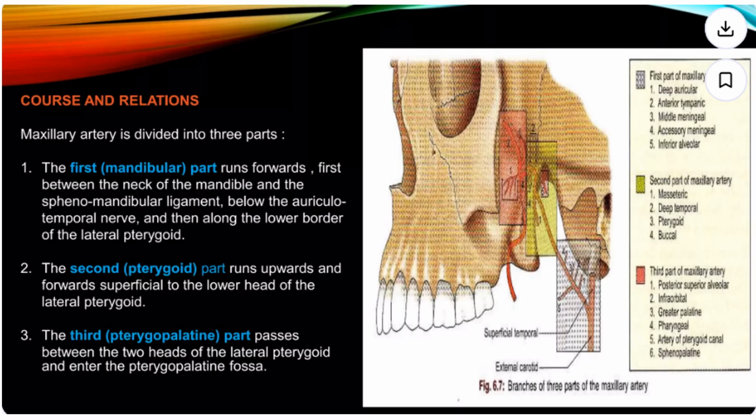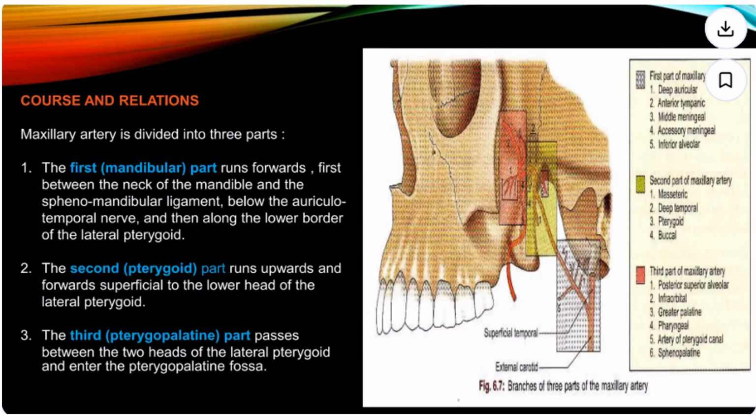Coming to the course and relations, the maxillary artery is divided into three parts. The first part, the mandibular part, runs forward first between the neck of the mandible and the sphenomandibular ligament, below the auriculotemporal nerve and along the lower border of the lateral pterygoid.